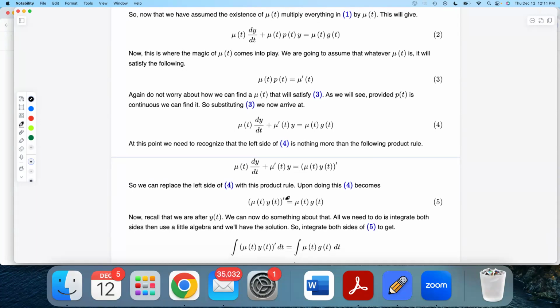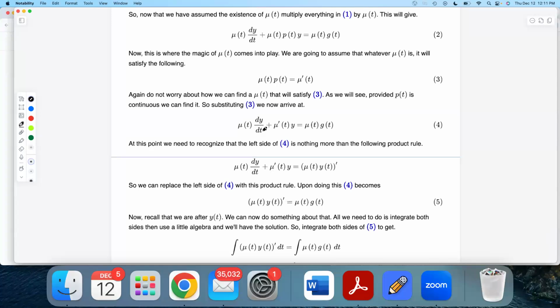Okay, this is the key to linear DEs. Make sure you pay attention to this moment here. Mu and y are both functions of t. If I were to take the derivative of that product, I would have to use product rule. So I would get derivative of the first times the second. That's right there. Plus, leave the first alone, times the derivative of the second. That's right there.